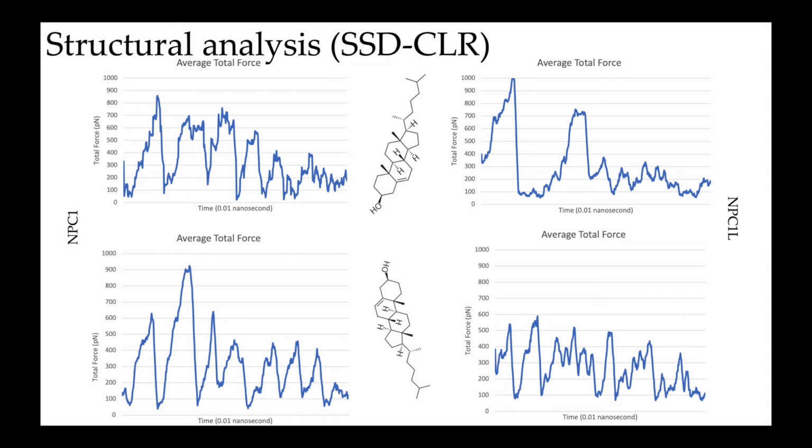So what we're looking for when we look at these graphs, the x-axis first is the time in 0.01 nanoseconds. And then the y-axis is total force in piconewtons. And what we're looking for as we compare these, from NPC1 with the cholesterol in the same orientation and NPC1-like, as well as the different orientations within the same protein, is which graphs look similar and have similar peaks and similar residue numbers. So, as you look, we can see that NPC1 and NPC1-like with the hydroxyl group up, aka the bottom two, while the amount of peak is different, they're in similar positions. That's what we're looking for.